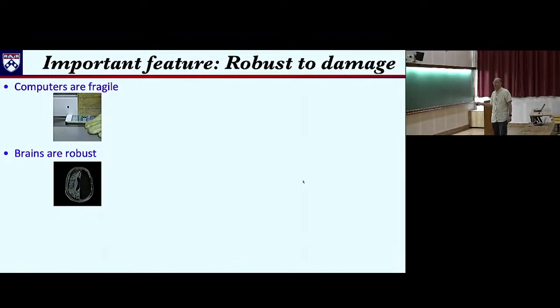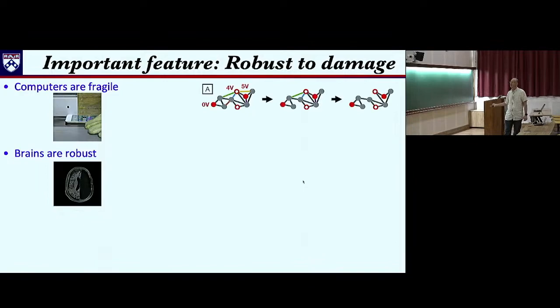Okay, and you can ask, where are our circuits? Where do they lie in the spectrum between computers being super fragile and brains being super robust? Where do our circuits lie? And the answer is, we can figure that out just by progressively snipping edges and seeing what happens.